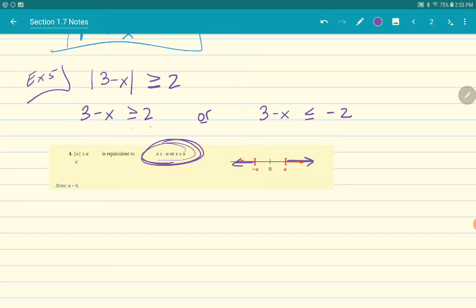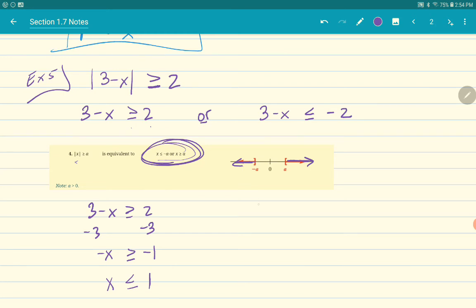Now solving both of those, I can do 3 minus x, getting the x by itself. Actually, I'm just going to start over. Okay, 3 minus x greater than or equal to 2. Subtract 3 from both sides to isolate the x, and I get negative x is greater than or equal to negative 1. And I have to flip everything because I have a negative x, so take the opposite of everything. So x becomes positive, this becomes a less than sign, and this becomes a 1.